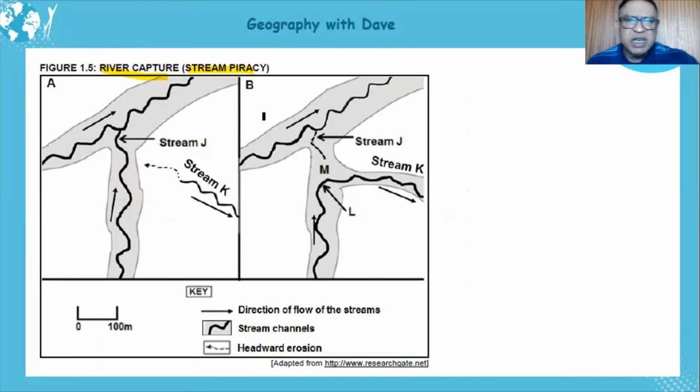All right, let's look at it. We see there's a stream J here. Okay, it's joining in there. That's stream J. We see a stream K here, and it's moving towards this J. Okay, so we're studying and looking. This tells us the direction of flow of streams, stream channel, and we're showing headward erosion happening.